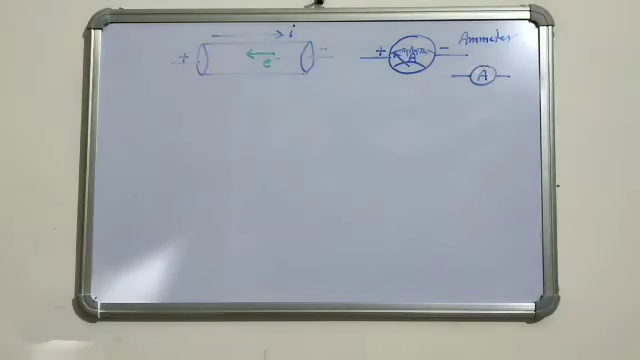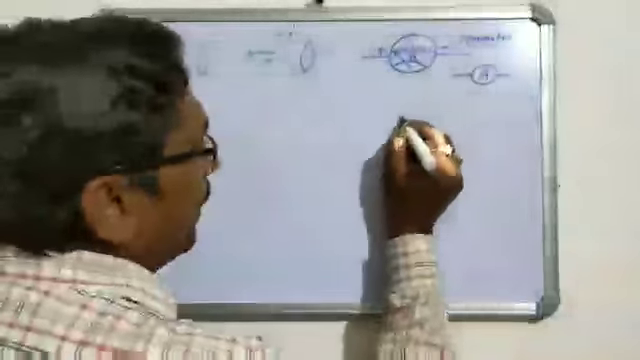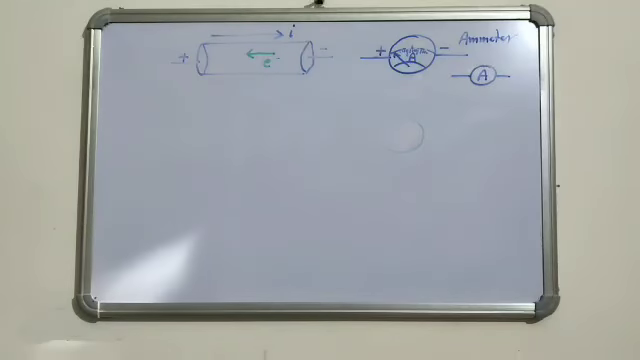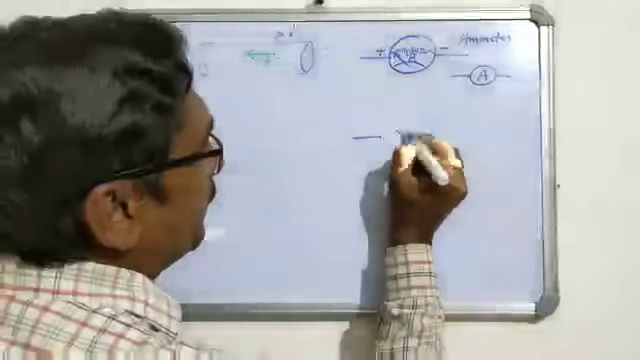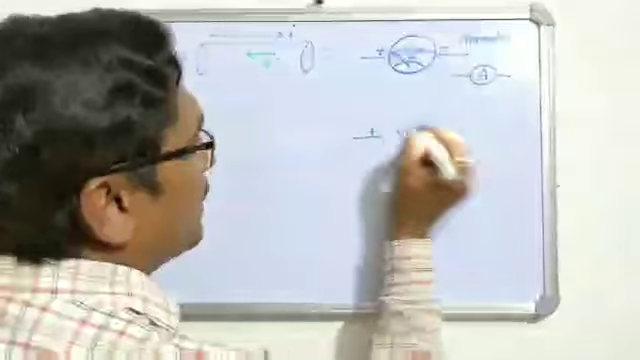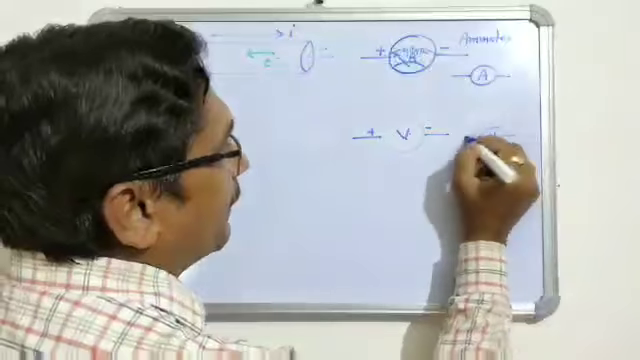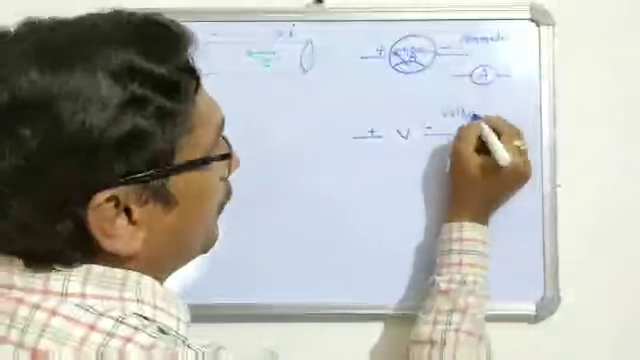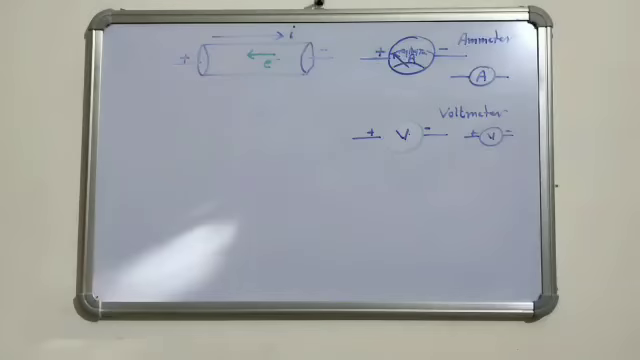Now, potential difference. Which instrument measures the potential difference? The potential difference is measured by an instrument called a voltmeter. We can write V here. This is the plus terminal, this is the negative terminal, and this is the symbol of the voltmeter. It measures the potential difference.